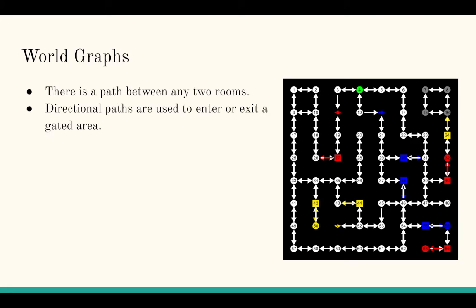Yeah, so there's a path between any two rooms, and directional paths are only used to enter or exit a gated area. This was done because of an error that was found in the initial setup of the map of the graph system. This was also an interesting fix because it made the world much more interesting.